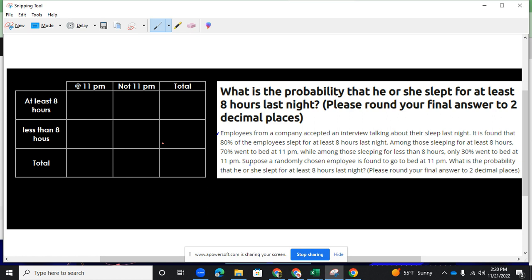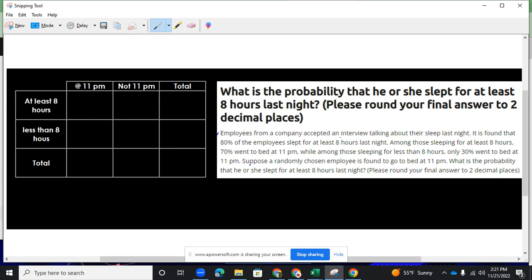So there has to be a little bit of comprehension on your end to be able to come up with the table. And it's really just reading through the problem. You can figure out what the table should look like. Okay, so let's read the first line. Employees from a company accepted an interview talking about their sleep last night. It is found that 80% of the employees sleep at least 8 hours last night.